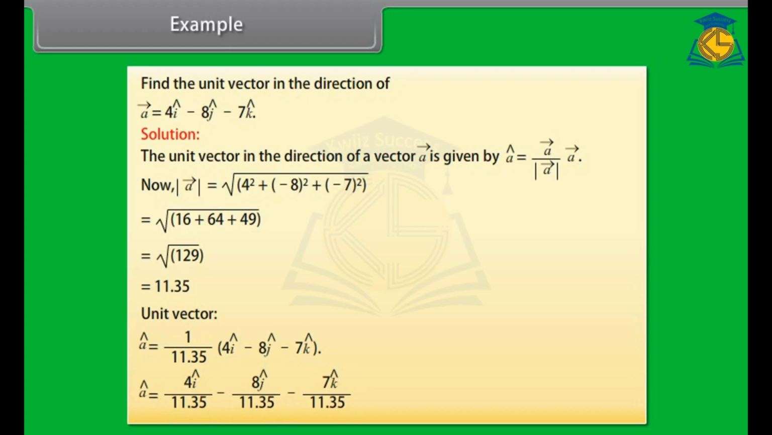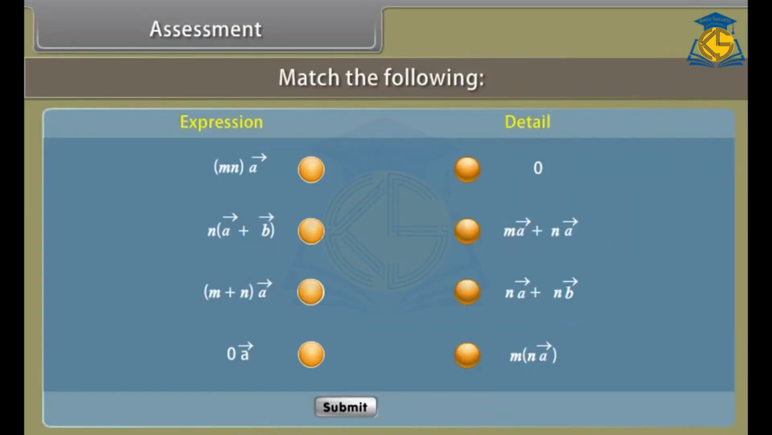Assessment. Before proceeding further, let us know how much you have learned. Match the following. Multiplication of a vector by a scalar.